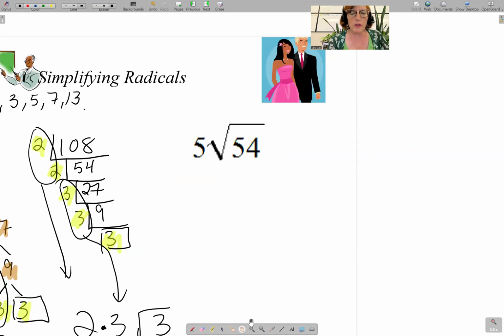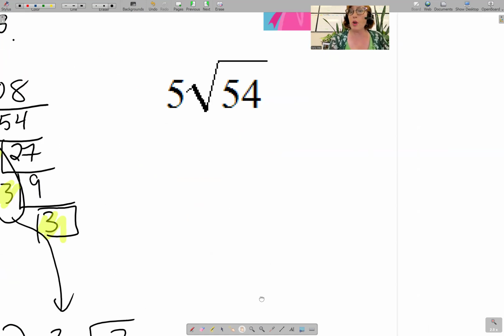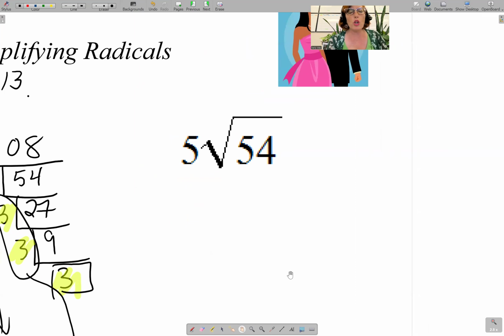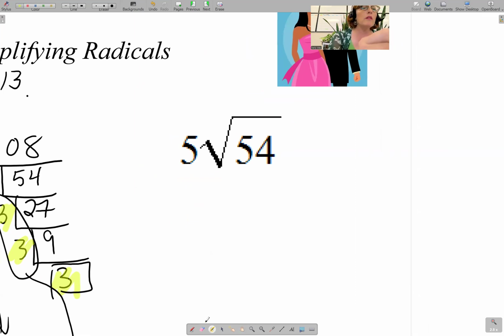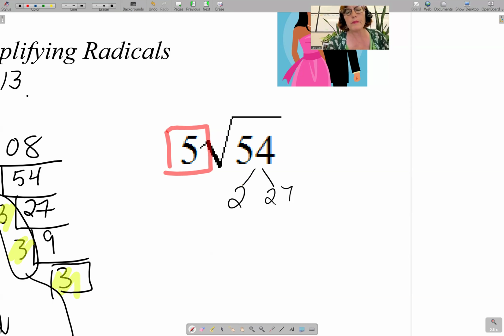This one looks a little different because there's something already on the outside. That's called a coefficient, by the way. So this is called a coefficient. I'll show you what to do with that in just a moment. But you start by factoring the same way. So if it's even, I'm going to use 2. Copy down the backwards division so you can see both.